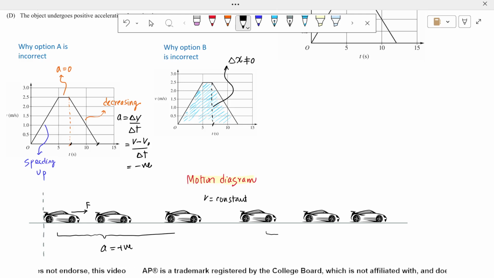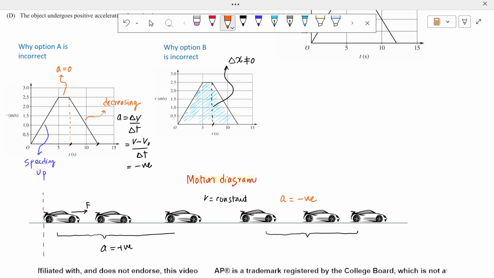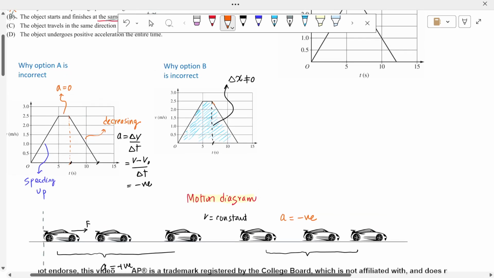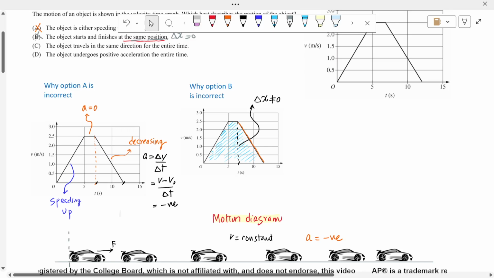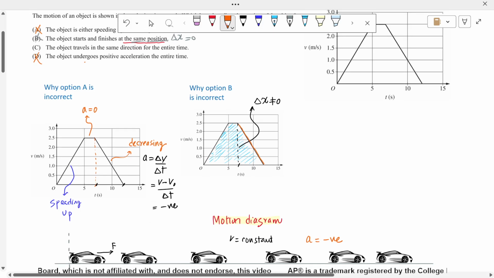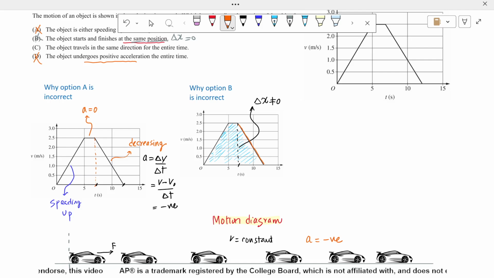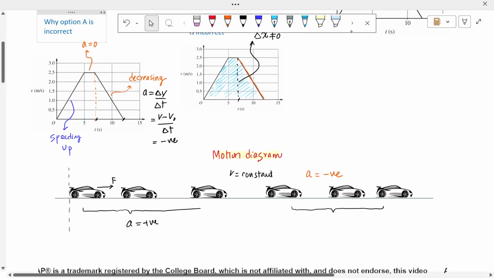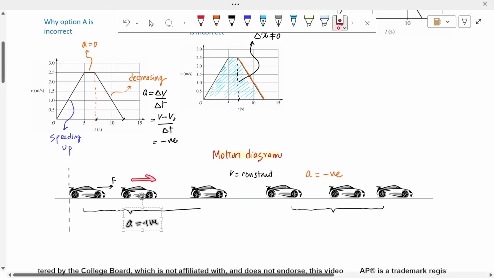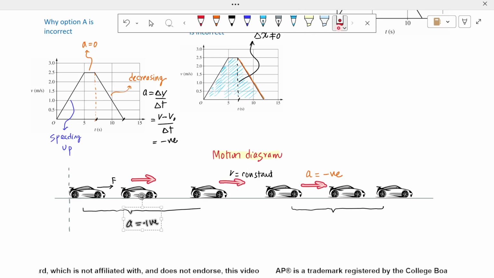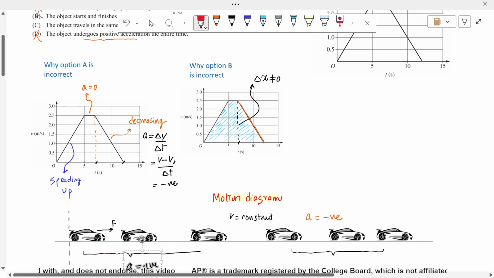And what about the last segment of the motion, where you see that the distance covered in every next interval is decreasing, which means that acceleration is negative because we see from the graph that the velocity is decreasing. So it means that for the entire time, it is not undergoing a positive acceleration. So that's why option D is incorrect. Okay. But this is obvious that throughout the time, it is moving rightward. Okay. So that's why the only right answer is option C.